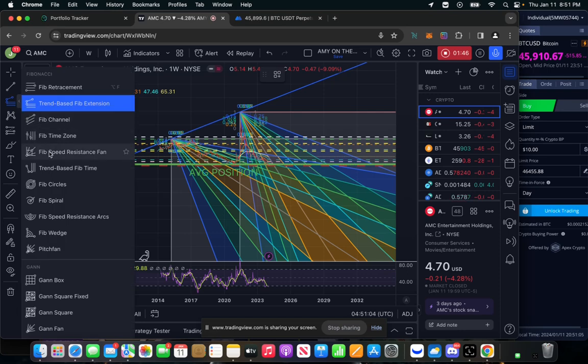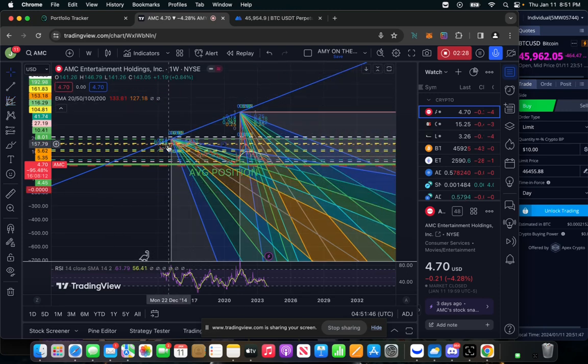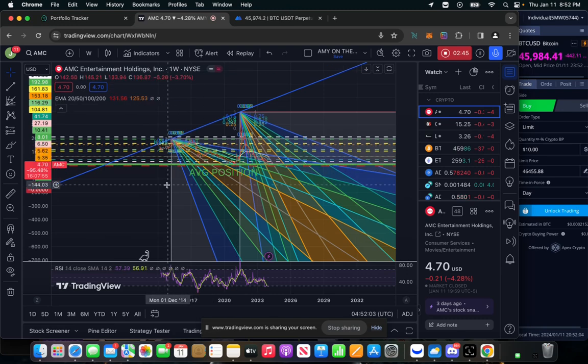You call them Fib speed resistance fans, and pretty much the way this works is it works similar to Fibonacci retracement and extension, but I think it's more in terms of an actual tool. I think this covers a wide range of time versus just a little period of time, and seeing how it acts on resistance and all that. This works almost as similar, but it's more extended towards a longer period of time, and it just fans out all the way across all this price action. So I just pretty much experimented with a couple of things here.